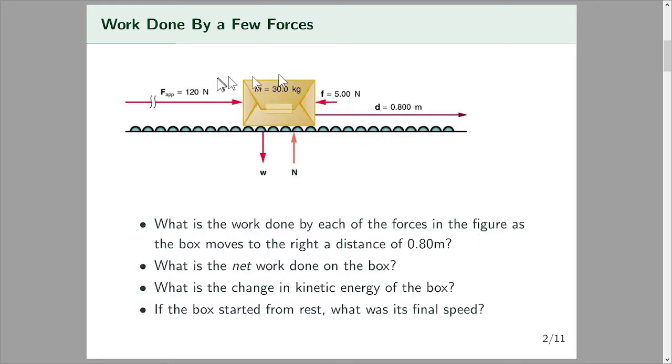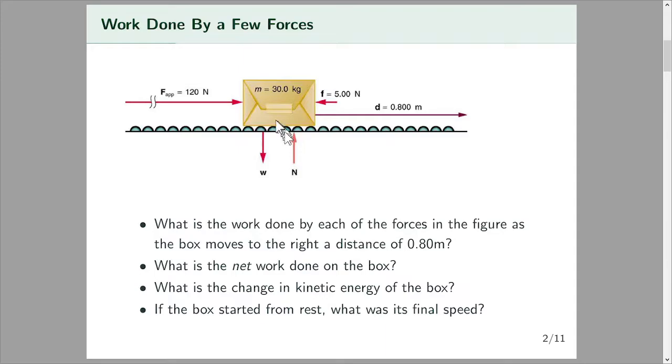So we're going to look at this box, and it's sitting on rollers, and it's being pushed by this force F. It's F applied, but I'll probably just call it F when I get to some drawings here. It's 120 newtons. The box is 30 kilograms. There's a friction force that's about 5 newtons. The box moves a distance horizontally, notice in the direction of the applied force and opposite direction of the friction force, of d equals 0.8 meters.